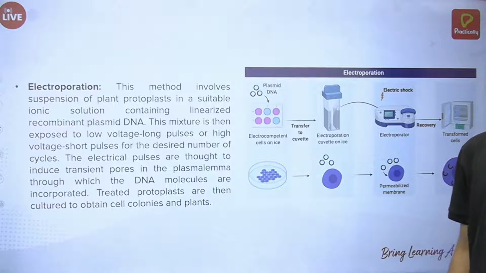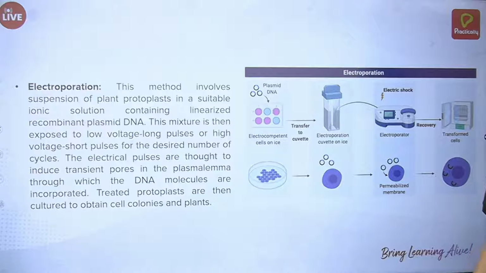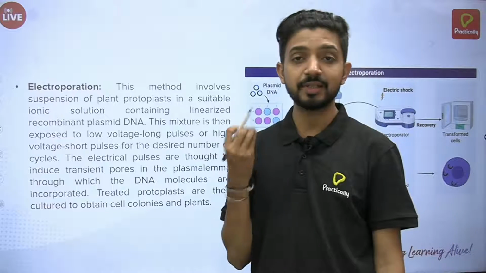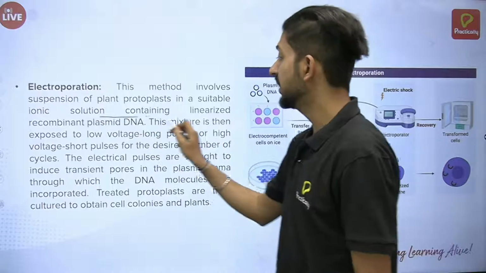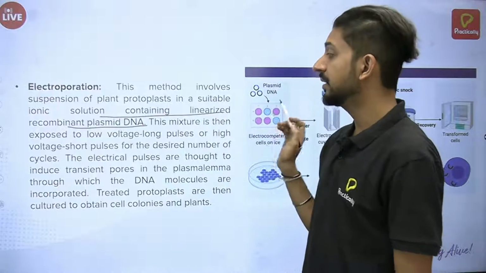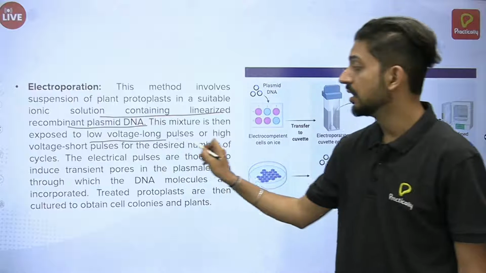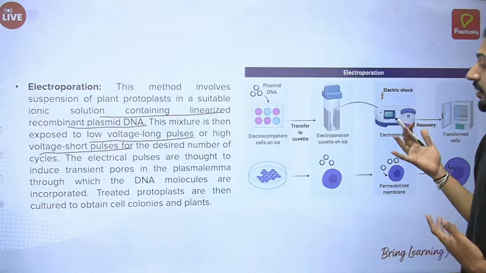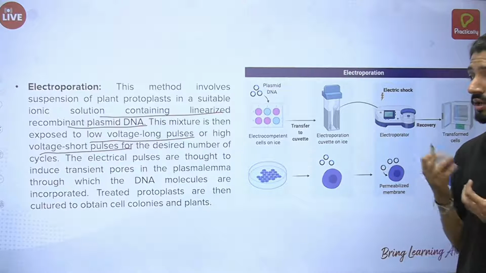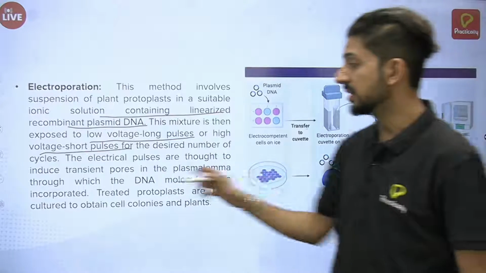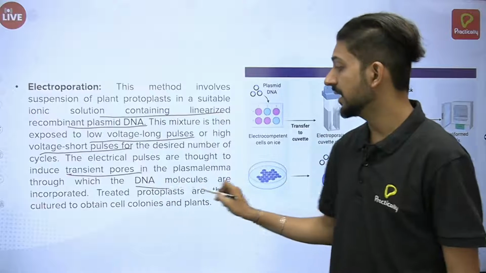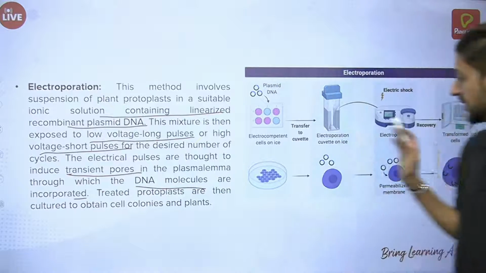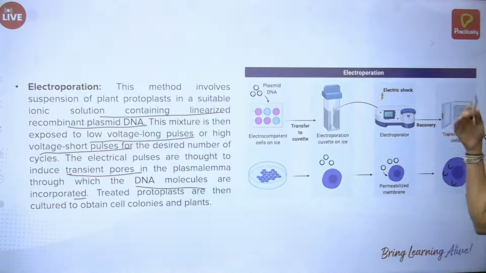The second method of vectorless gene transfer is electroporation. In this we use plant protoplasts in a solution containing linearized recombinant DNA plasmid, and that mixture is then exposed to low voltage long pulses or high voltage short pulses. So that is how electroporation is done. This helps to induce transient pores so that the DNA molecules can pass through. The electric shock is given by high voltage or short pulses, and that will open up the pores to take up the DNA.